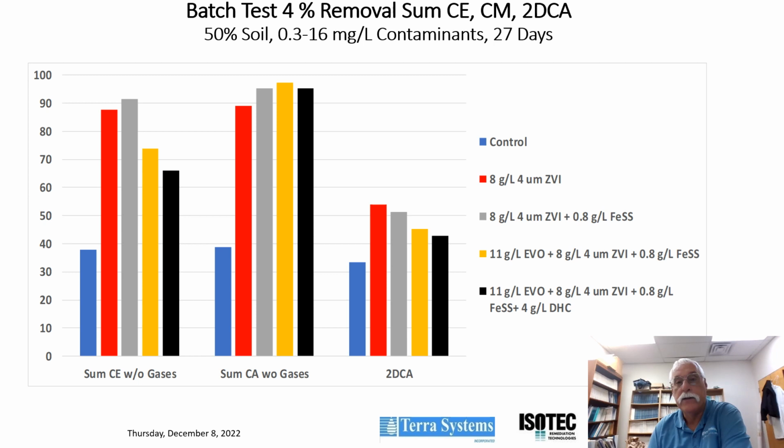EVO, ZVI, and ferrous sulfide resulted in 74% removal. The additions of the ferrous sulfide and DHC to the EVO and 4 micron ZVI showed us some chlorinated ethene removal of 66%. The chlorinated ethanes showed higher removal than the chlorinated ethenes, with their maximum removal of 97% with the EVO, 4 micron ZVI, and the ferrous sulfide solution. 1,2-dichloroethane removals were much lower, ranging from 37 to 54%, with the highest with the ZVI only.